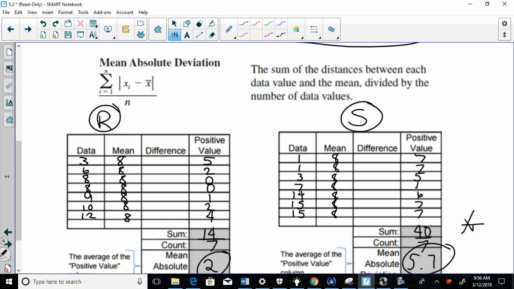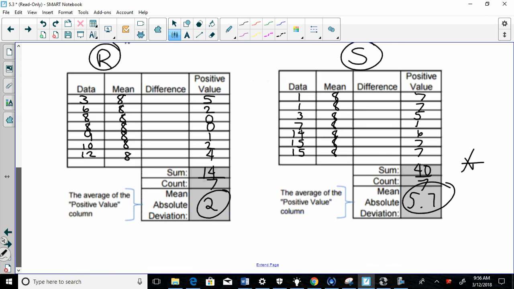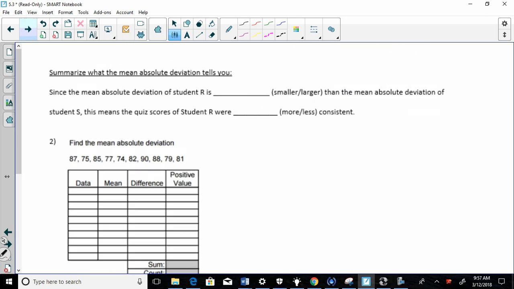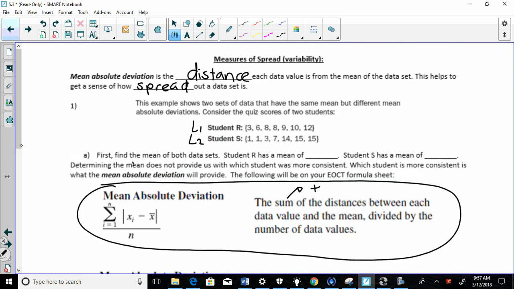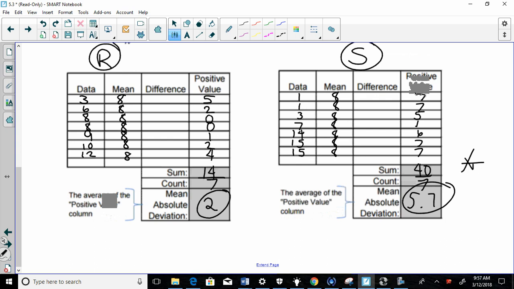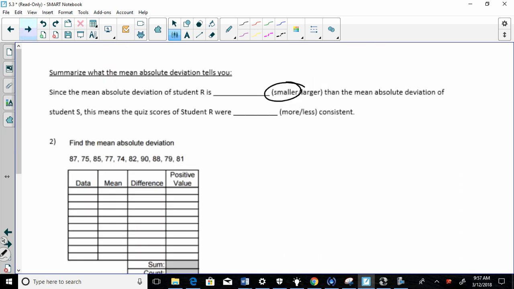5.7. So that means that on the next page you're just answering that. So since 5.7 is bigger, is student R's mean absolute deviation smaller or larger? Smaller. That was the first one we did. So we can see that their mean absolute deviation is smaller. So is their data more spread out or more consistent? More consistent, right? The smaller this number is, the more consistent it is. And so I would write smaller and they're more consistent.